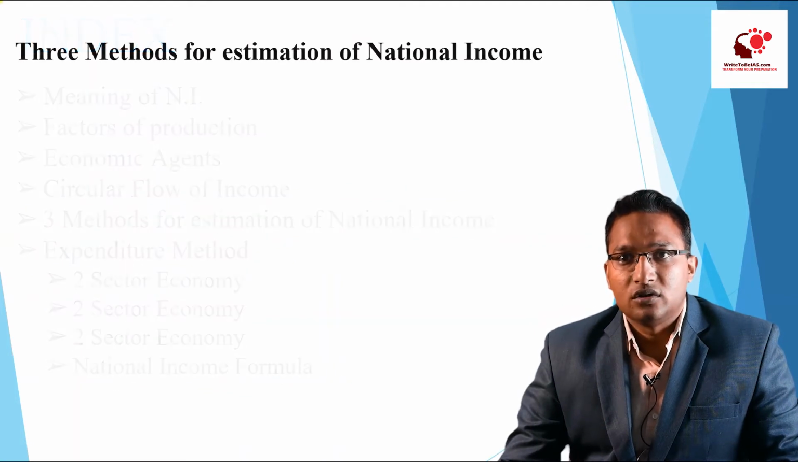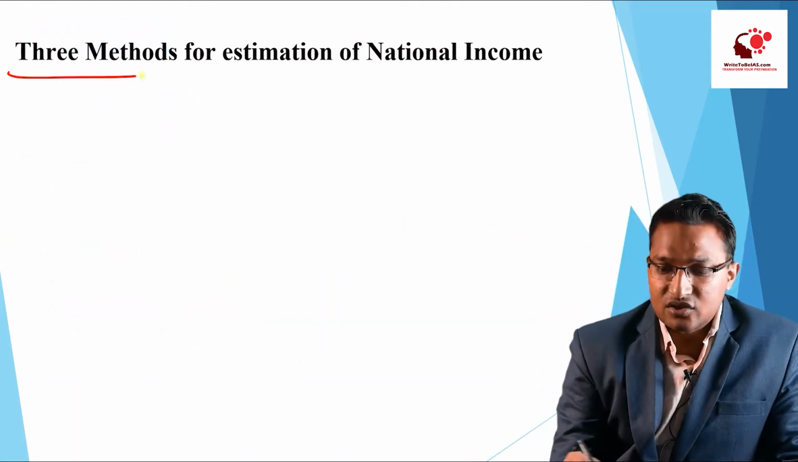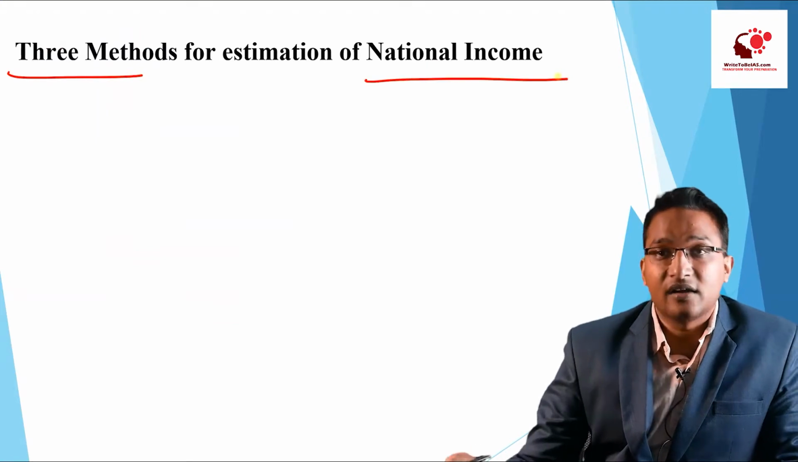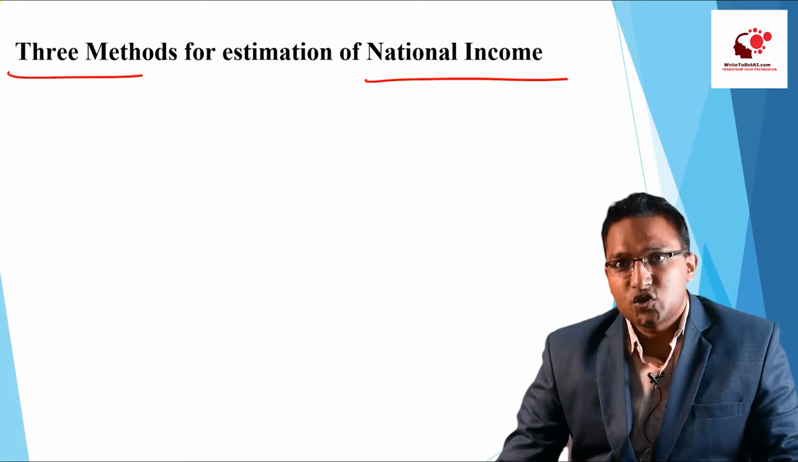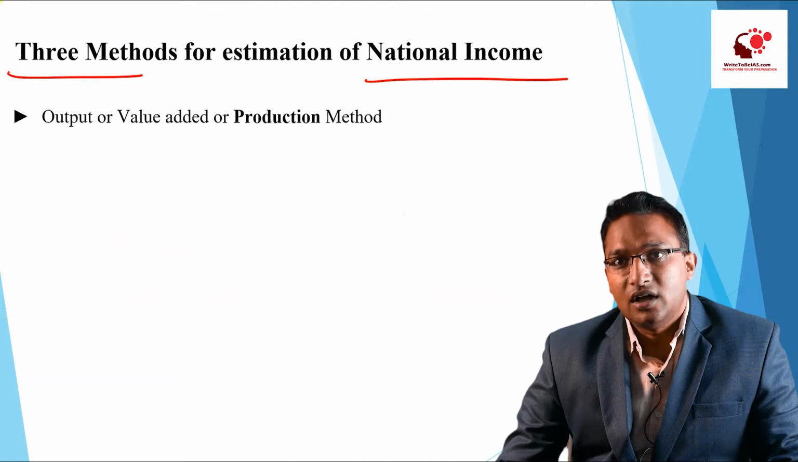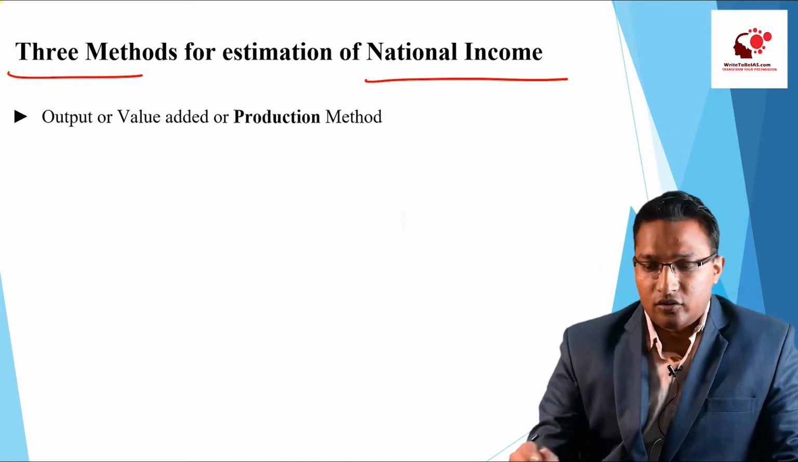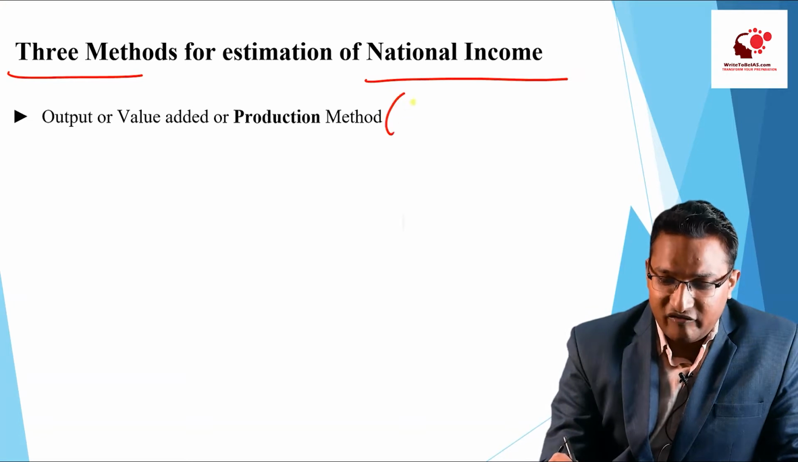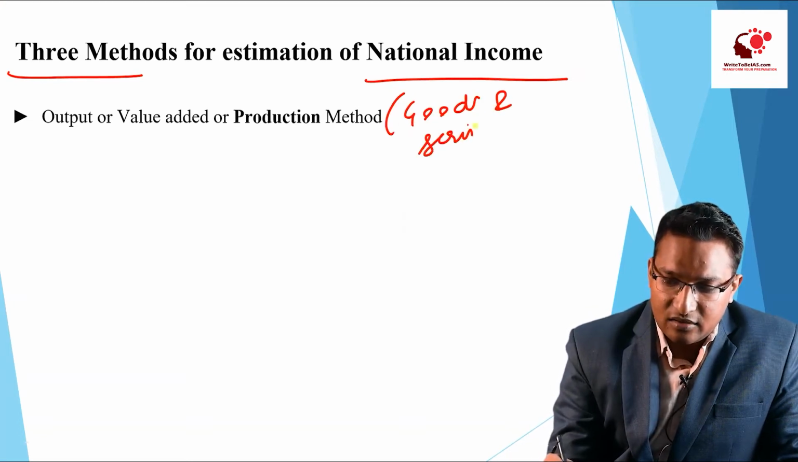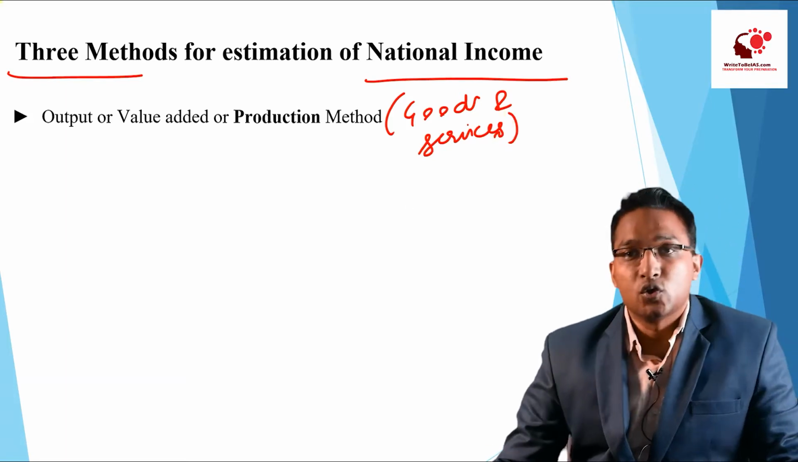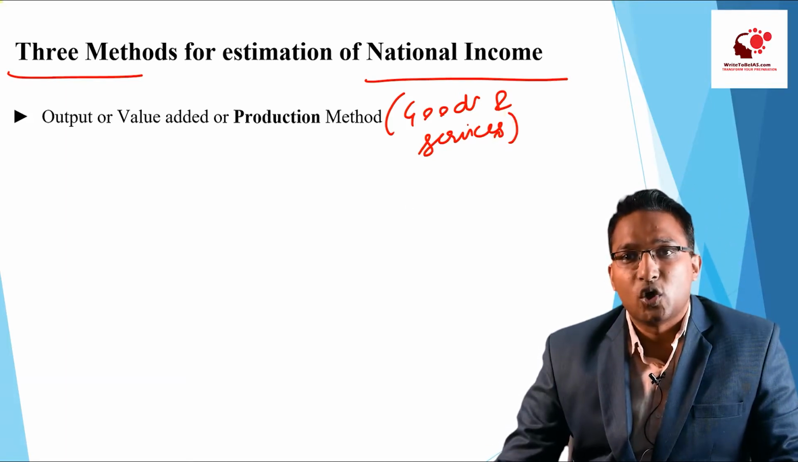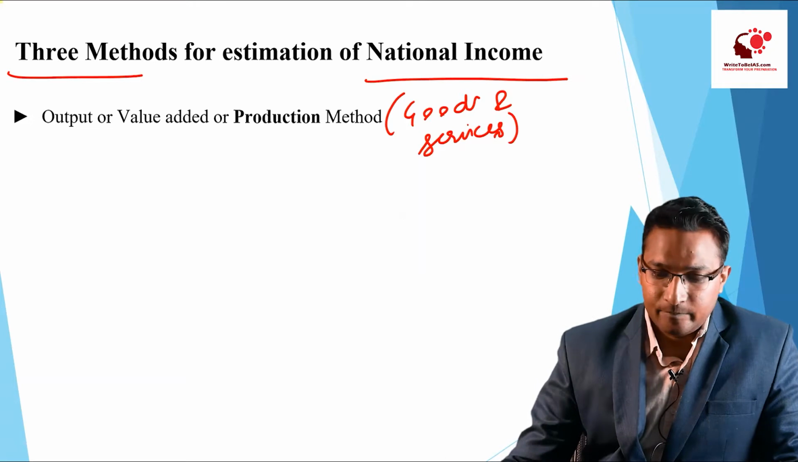So first of all, there are three methods of estimation of national income. The first method is the output or value added or production method. On the supply side, when the goods and services are being supplied by a firm to the household, then this is the output or value added or production method.